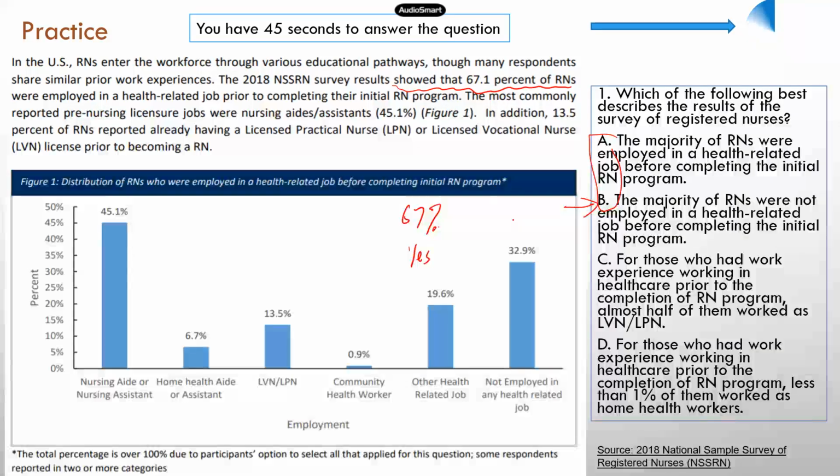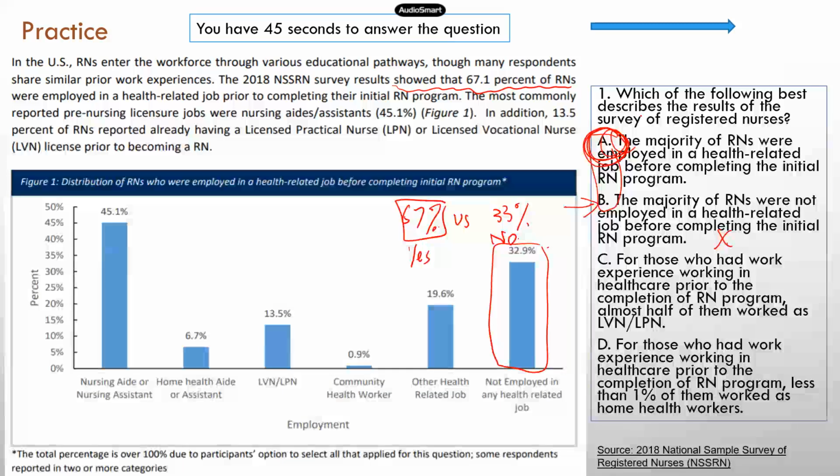6-7, that's yes. And over here, this bar right here, which is about 33%, that's no. So it's a 67 versus a 33. So 67%, that's going to be the majority. Right? So the majority of RNs were employed in the healthcare related job before the RN program. So B is wrong and A is correct. So A is the correct answer here. Now, how about C and D?